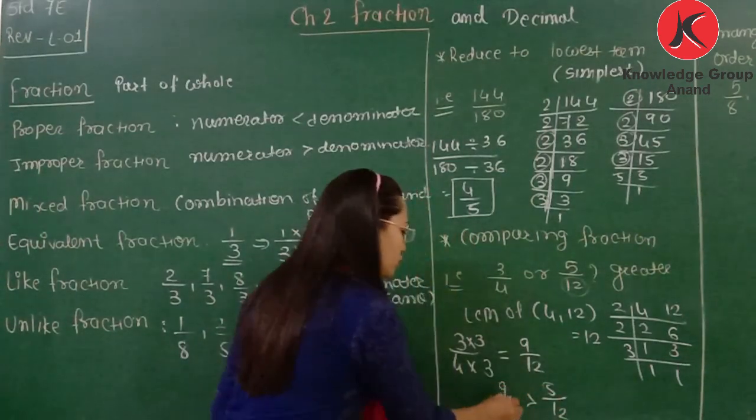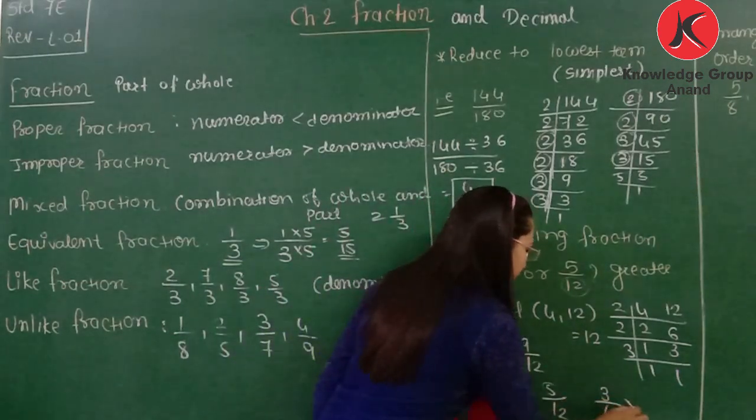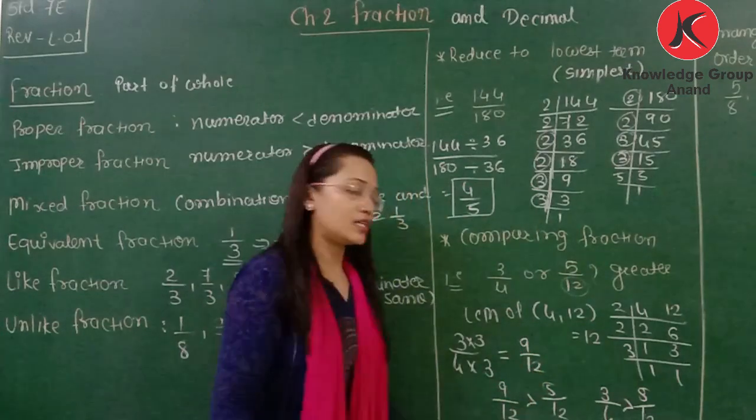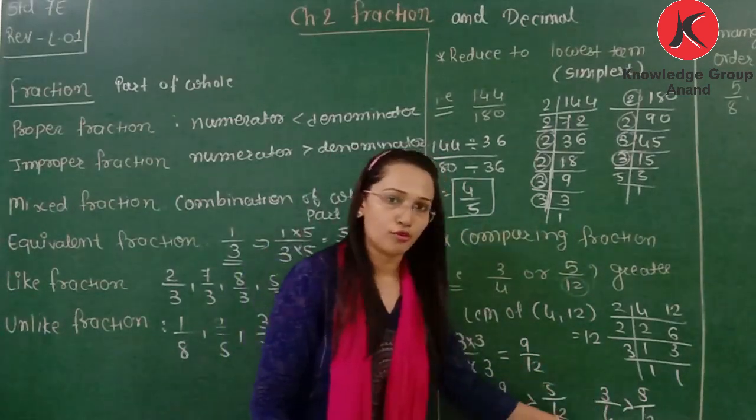So we can write 3 by 4 is greater than 5 by 12. But because 9 by 12 is nothing but 3 by 4.